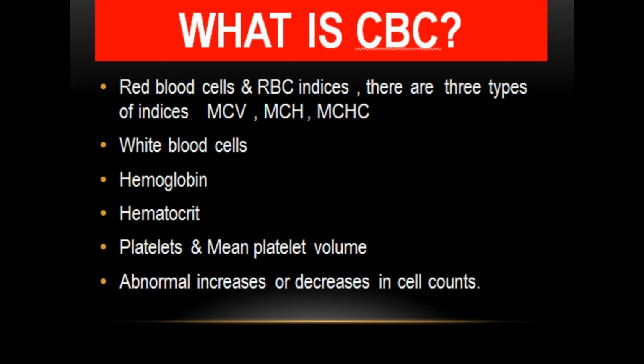Then we can easily measure the platelet volume, which is involved in bleeding disorders, and we can also determine the mean platelet volume. That is, for one platelet, what its own volume is. So we get the total platelets, and then we can also determine the average amount of the platelets and their mean volume. By CBC, we can determine abnormal increases or decreases in cell counts, and all these are basically linked with several types of pathological disorders.